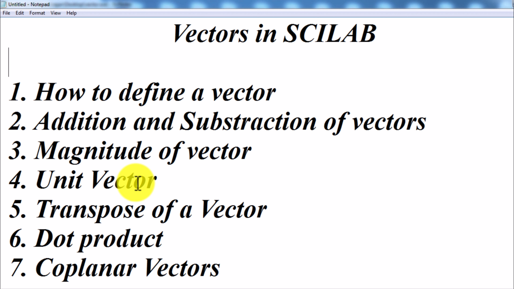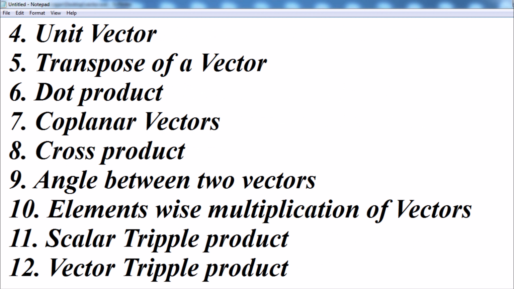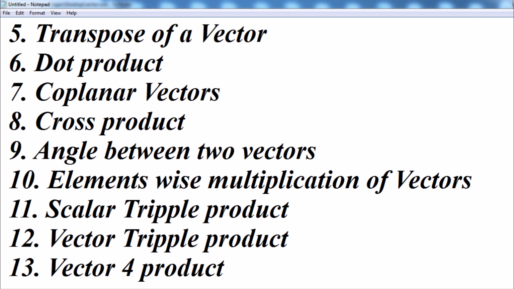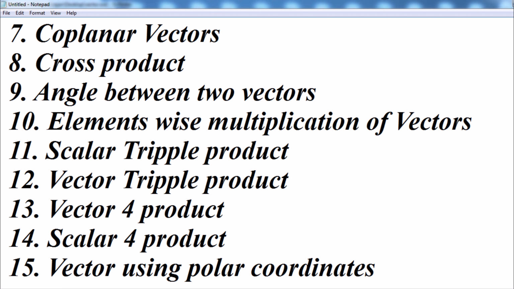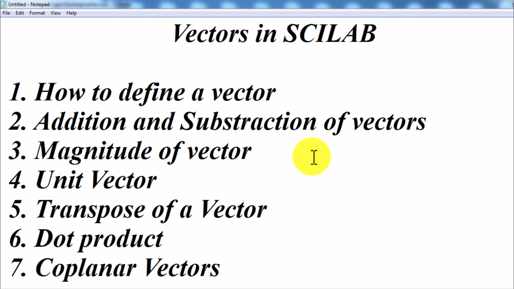of vector, unit vector, transpose of a vector, dot product, coplanar vectors, cross product, angle between two vectors, element wise multiplication of vectors, scalar triple product, vector triple product, vector four product, scalar four product, vector using polar coordinates. So all these 15 topics I am going to discuss today in the Scilab. So how can we do all these 15 in Scilab? So let's start.